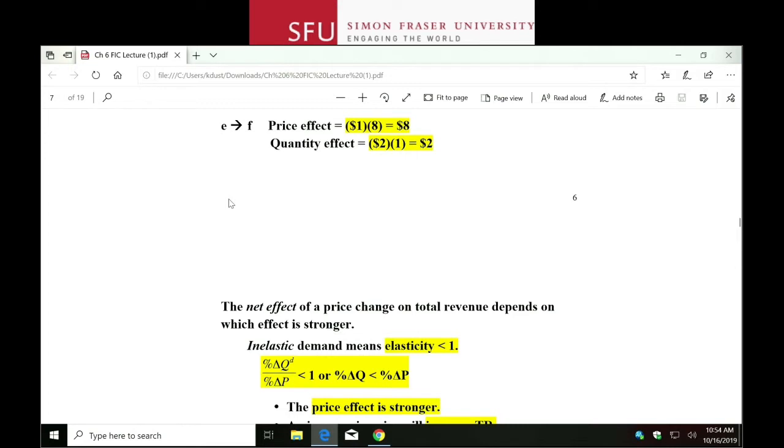So the price effect is stronger. If you increase your price, you will sell less, but just a little bit less. And so the net effect is that your revenue would increase. You would make more money. And if you decrease your price, you will sell more, but only a little bit more. And so the net effect is that your revenue would decrease.